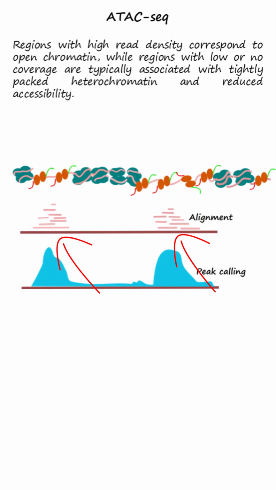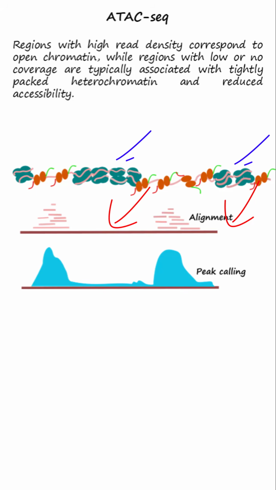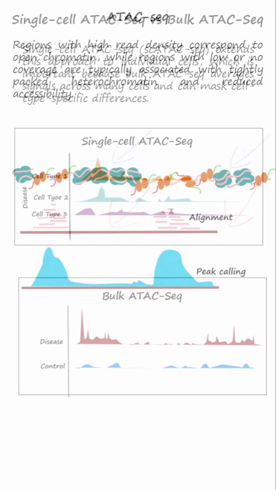Regions with high read density correspond to open chromatin, whereas regions with low or no coverage are associated with tightly packed heterochromatin and reduced accessibility.